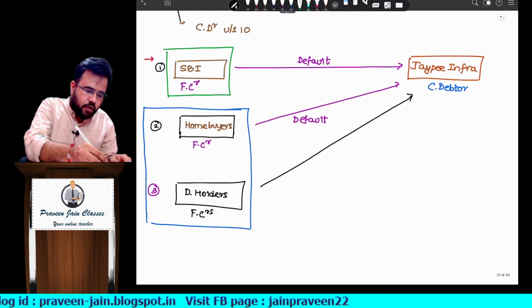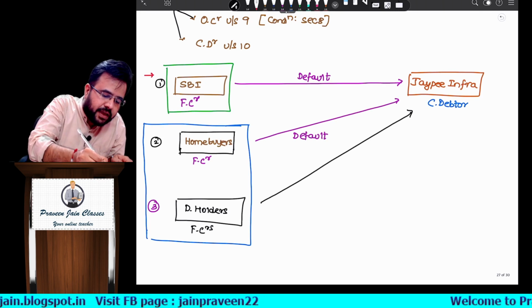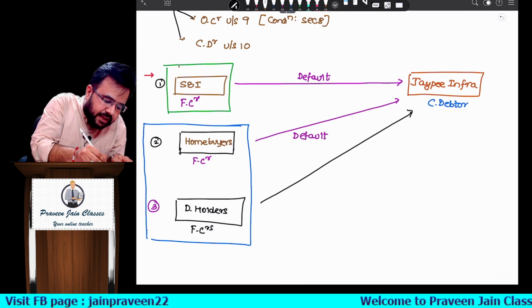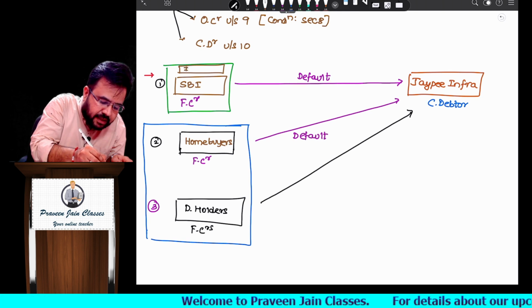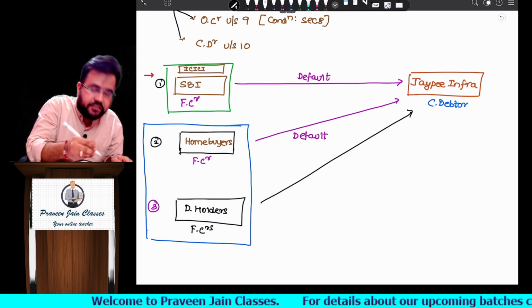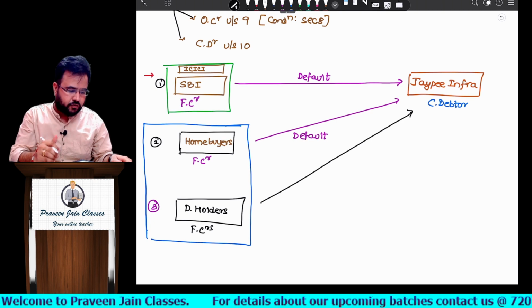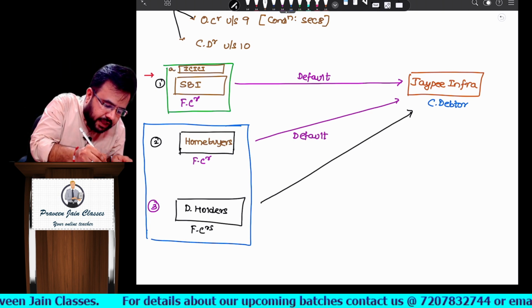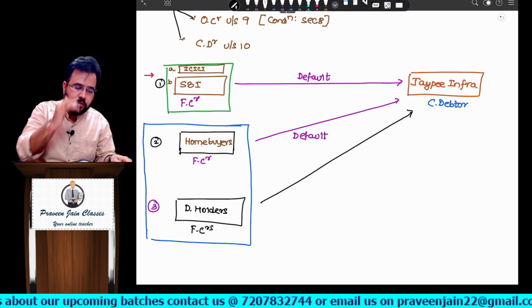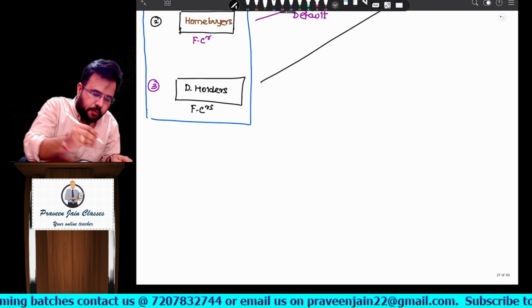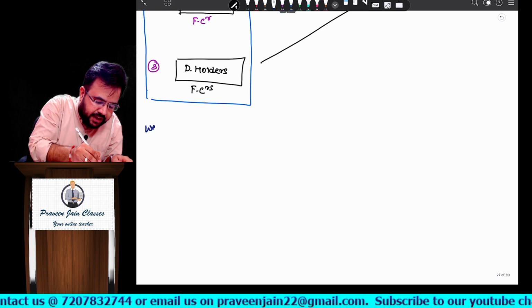Now the question is, imagine SBI is one bank, another bank is also there, say for example ICICI Bank. In the financial institution definition, banks are also coming. So this is bank A, this is bank B. JP Infra has defaulted on both the banks. Now my question to you is, who can file an application?